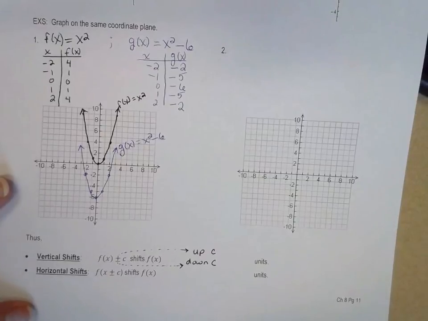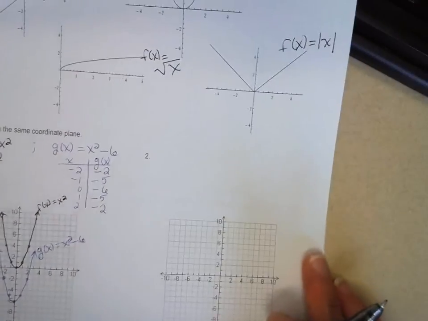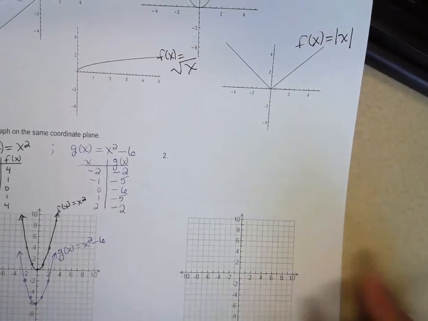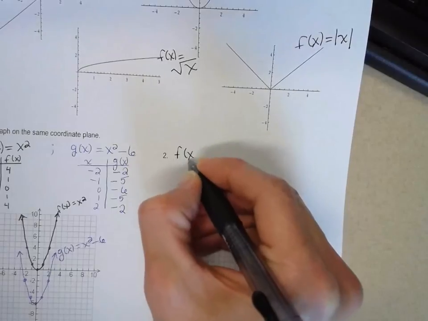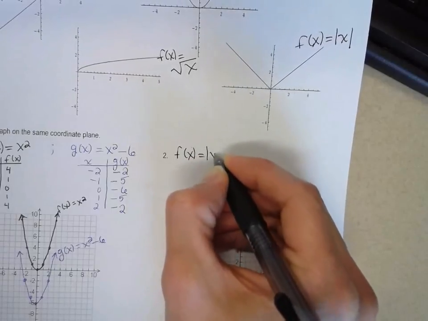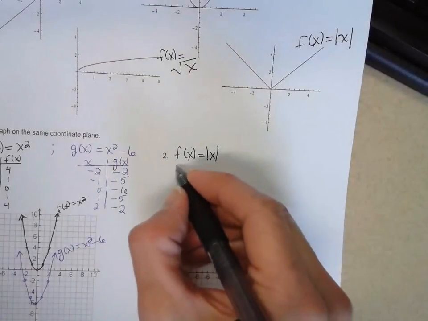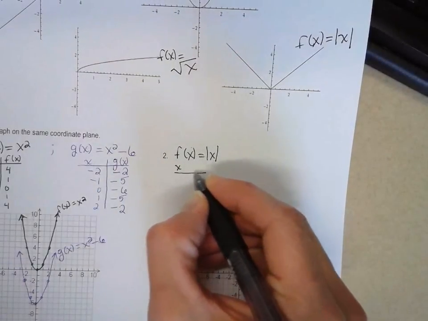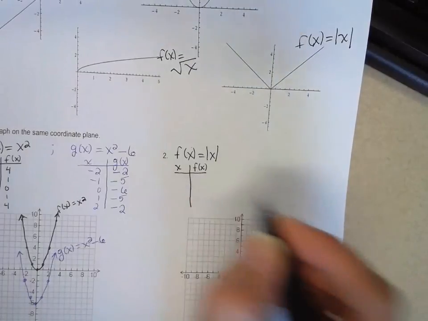Alright, so let's look at number 2. Let's look at another example. Suppose I have the original function f of x equals the absolute value of x. We've graphed this one before, and if you want to make a table of values, we've done this in earlier sections, x and f of x.